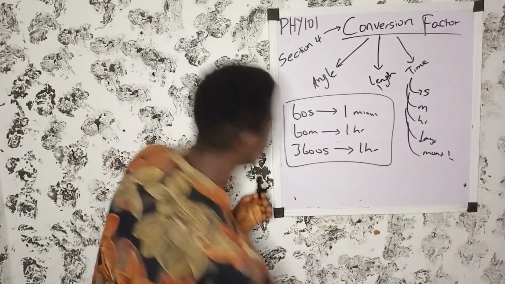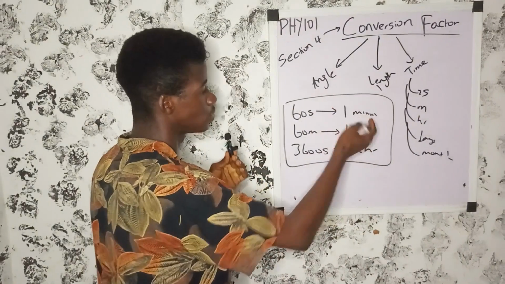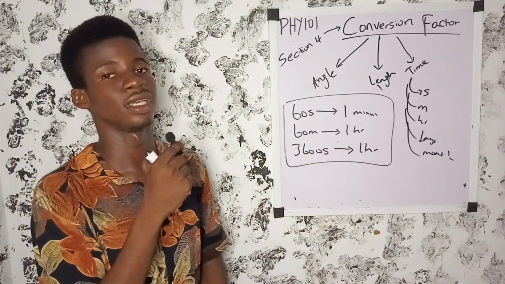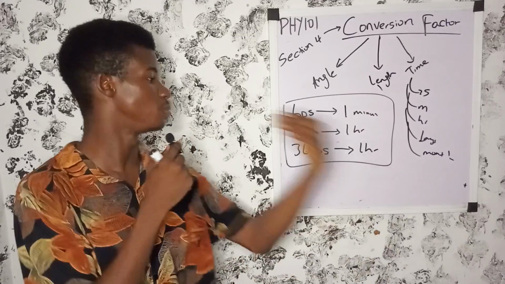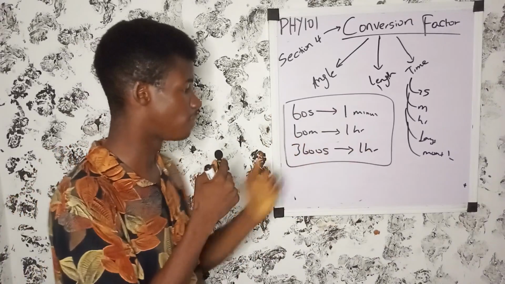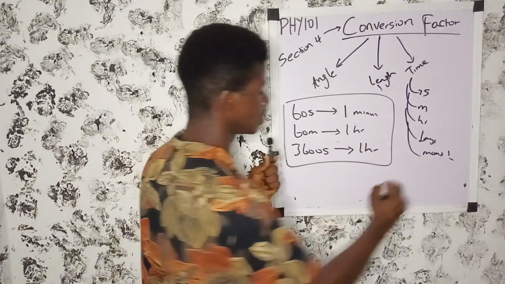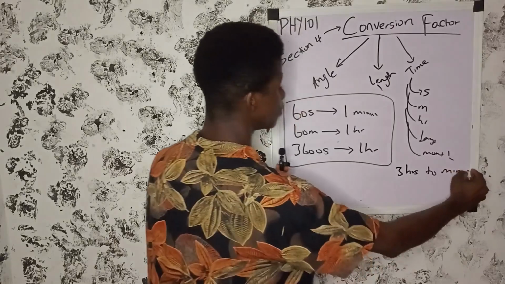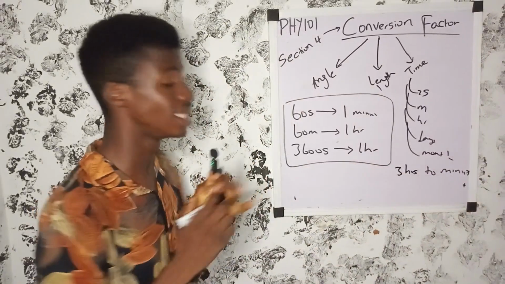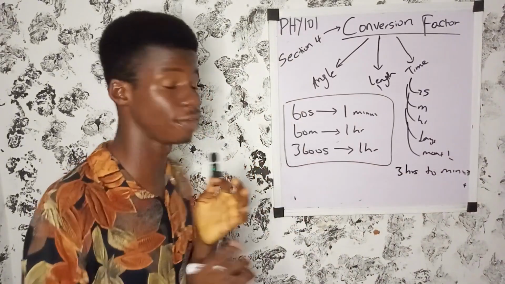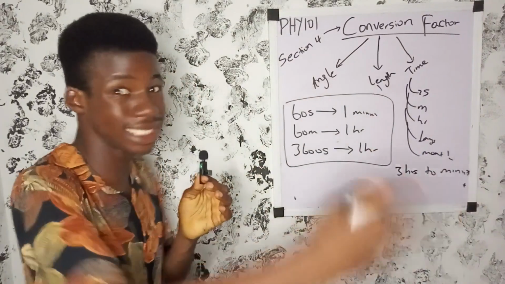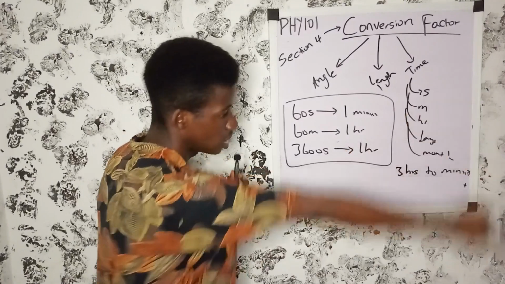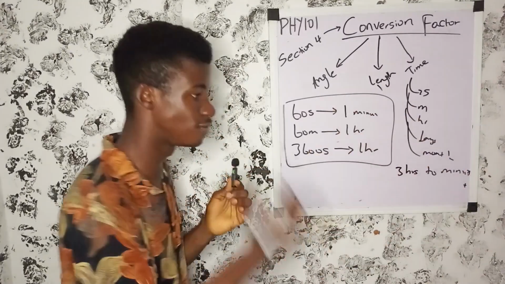If they ask you to convert, let's say from hours to minutes, use this one. For example, they say convert 3 hours to minutes. Remember, I told you guys they will not ask you this directly, but they will ask you indirectly while solving part of a different thing entirely, and you are always expected to convert from, let's say, hour to minute, for example.